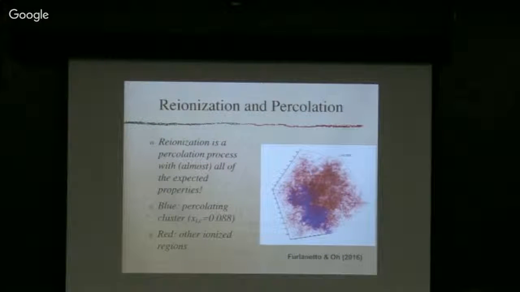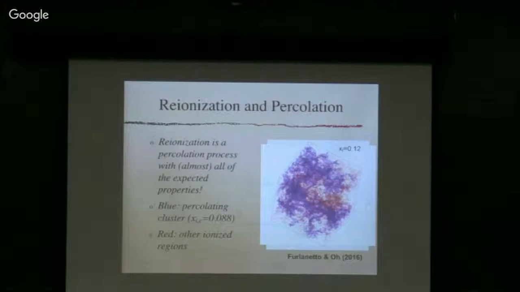Here are some examples of the kinds of structures I'm talking about. This is another simulation of reionization. The red and the blue are both ionized here. The blue is the largest ionized blob in the simulation, and the red are other ones that are separate from it. So this is just after the percolation threshold. A little bit later, again, the blue is the percolating cluster, and you can see its complex structure here. So you see a blobby thing here, and then a narrow channel connecting it to the rest of this, and that's typical.